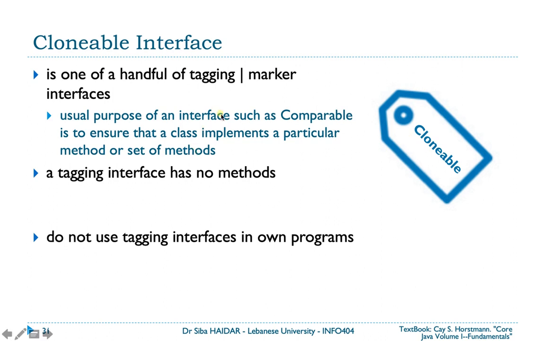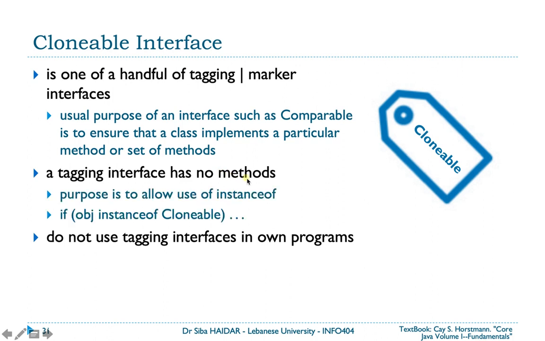Usually the purpose of an interface such as Comparable is to ensure that a class implements a particular method or set of methods. So usually the interface declares some abstract methods, and if you declare your class to implement this interface, you must supply a definition of this set of methods. But a tagging interface has no methods. It has nothing. Okay? Its purpose is only to allow the question: is this object an instance of a class that implements Cloneable?